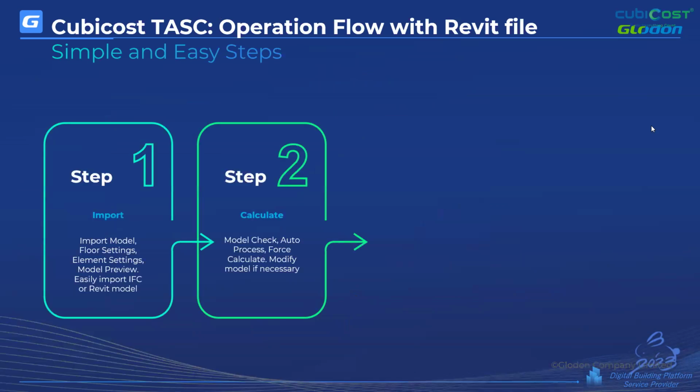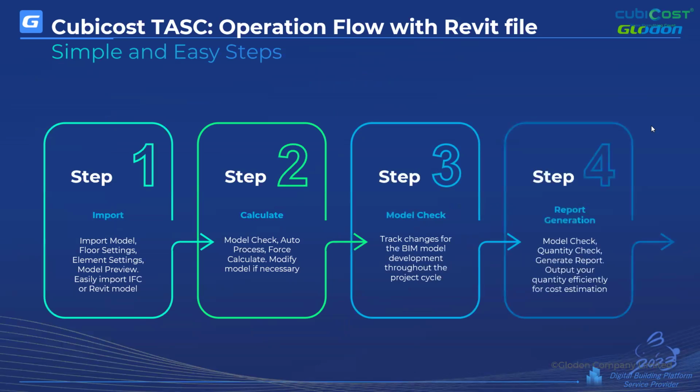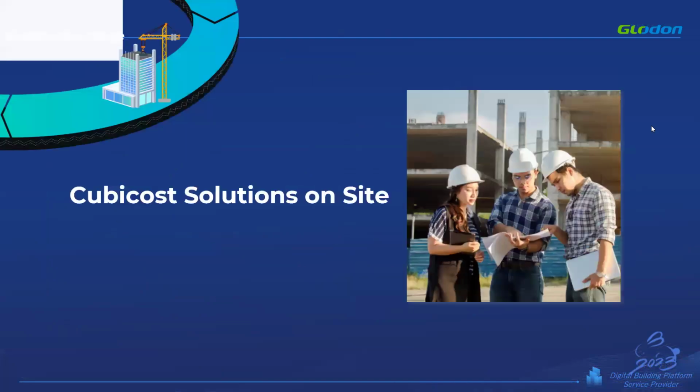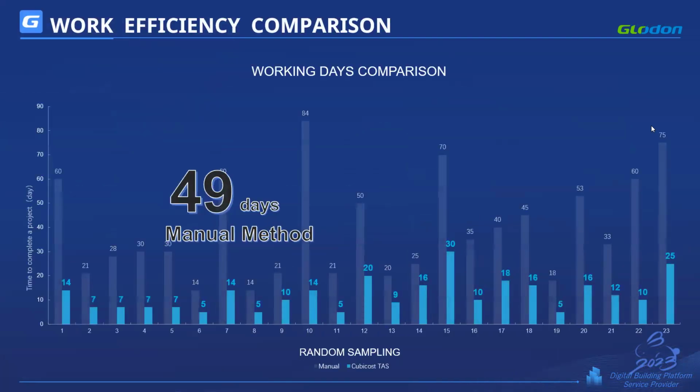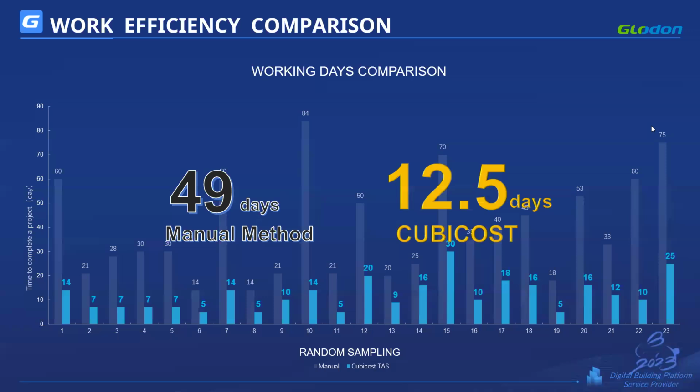Process steps: import, calculate, model check, then report generation. So this is our key because TIU option. Within 4 steps, you can generate a quantity report for a 3D model. You can see this is Cubicle solution from site. So this is the efficiency of Cubicle's software. If you take a project and use the traditional method, it will take 49 days to complete that project. The same project can be completed by using Cubicle software within 12.5 days.